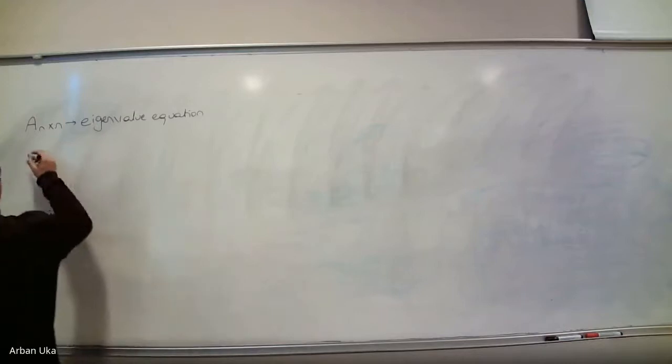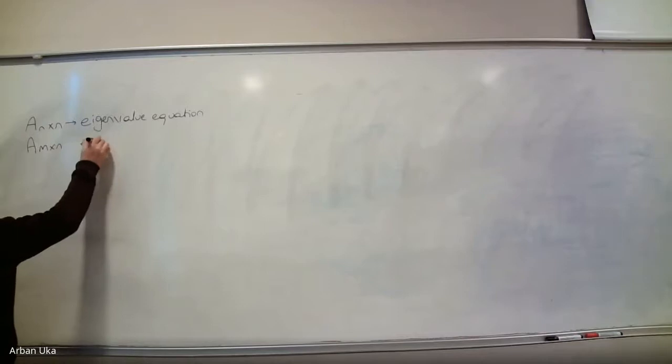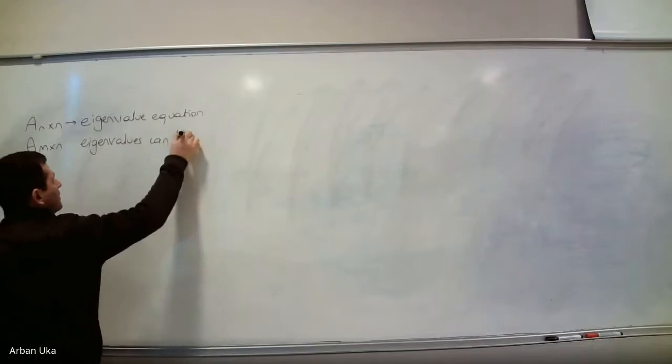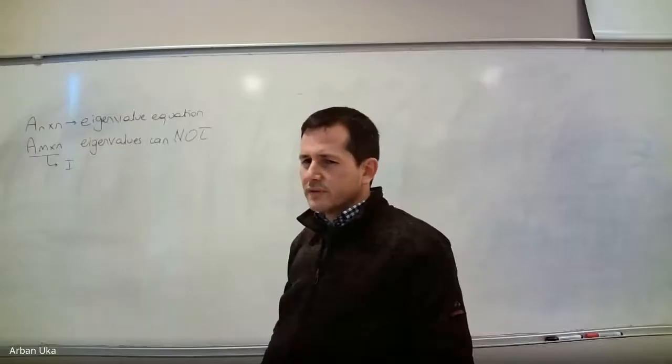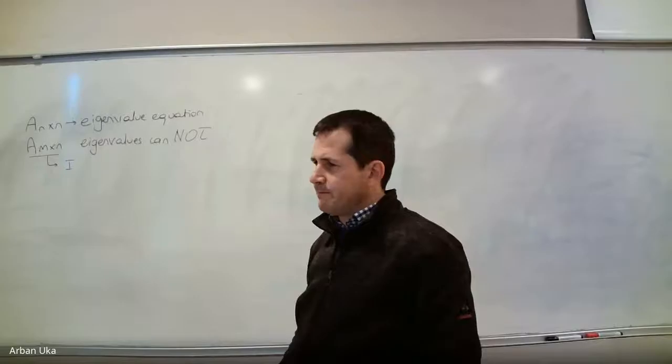But the moment that A is not n by n, eigenvalues can't. If it is not a square matrix, we cannot find its inverse. That is true, yes. And so this implies that we cannot diagonalize it. We cannot use the formula of diagonalization because it needs P inverse.